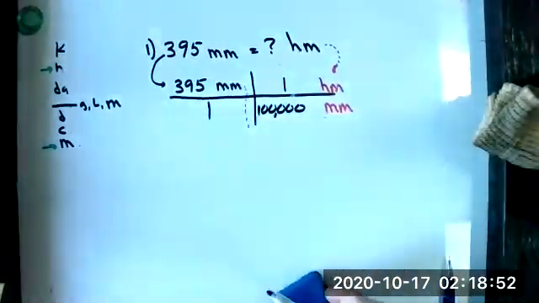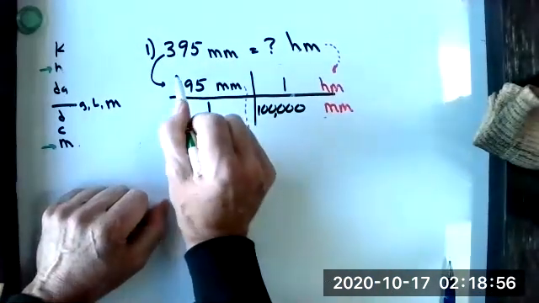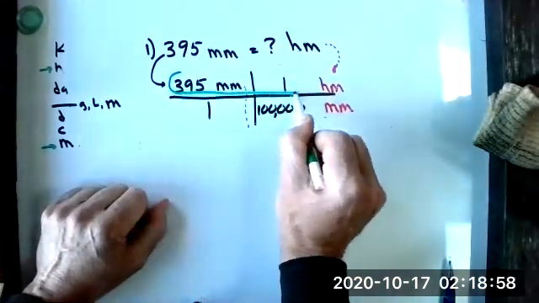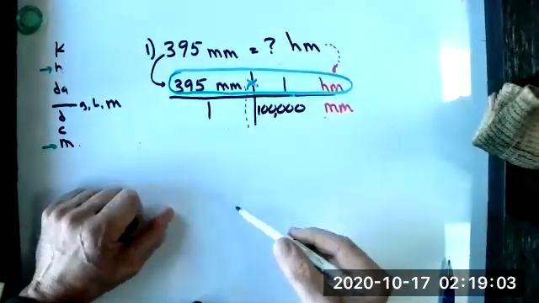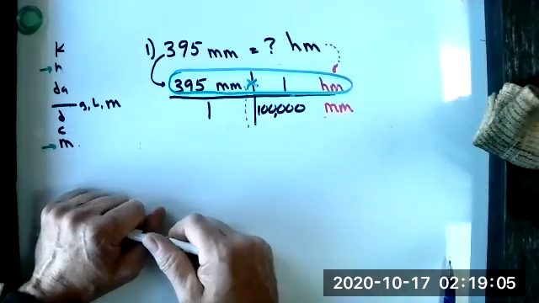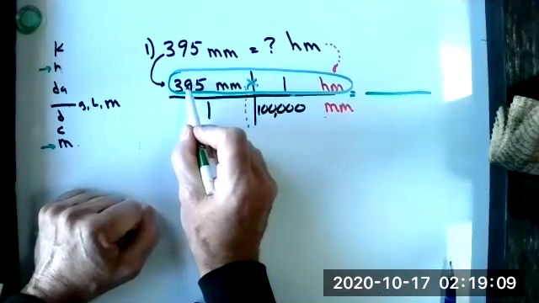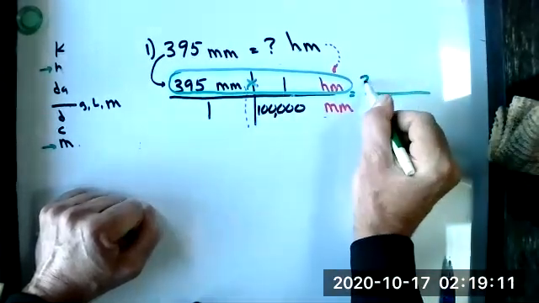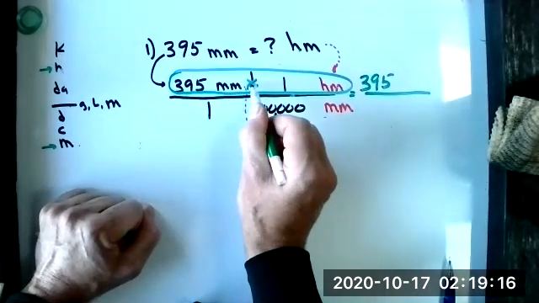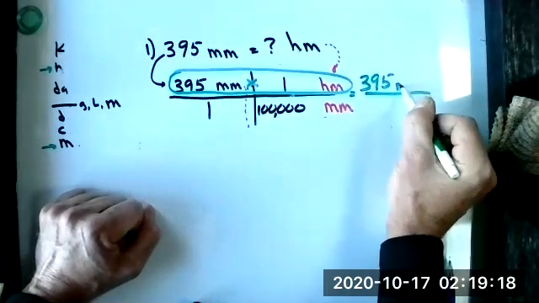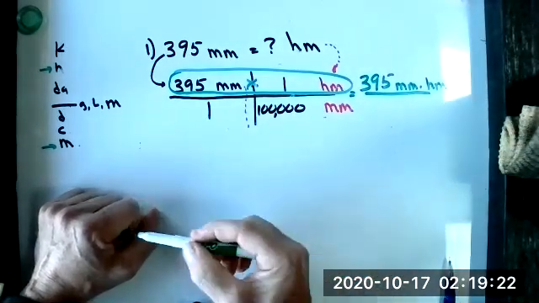Oh, now this becomes a simple math problem. Watch. All I have to do is multiply straight across the top. This part of the bridge becomes a multiplication sign. And I'm simply going to do exactly that. I'm going to go 395 times 1. Yeah, that's 395. Millimeter times hectometer. Well, they're two different units, so they both survive the math.